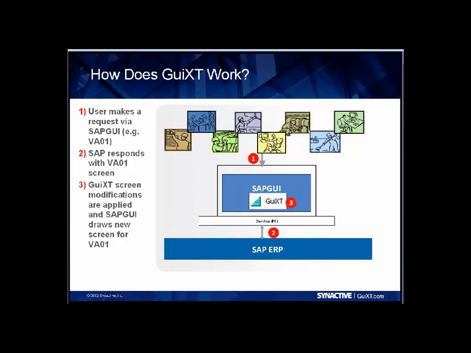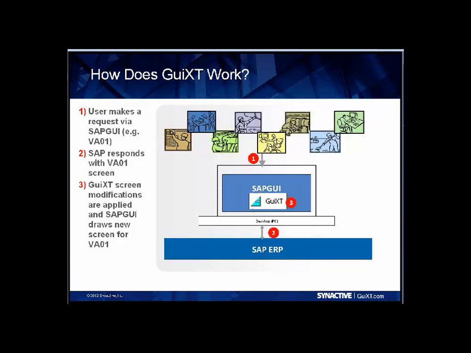Now, if you have a GuiXT script on that particular transaction, when the user requests the screen, the SAP application server runs the ABAP code as it normally does. It does not know GuiXT exists, does not know the script exists. It would run the ABAP code as it normally does, applies the business logic, everything that you have for that screen, packages the information, sends it to SAP GUI. Now, before SAP GUI draws the screen, GuiXT would intercept the package, apply the changes that you have in the script for that screen, repackage the information, send it to SAP GUI, and then SAP GUI draws the new GuiXT screen.